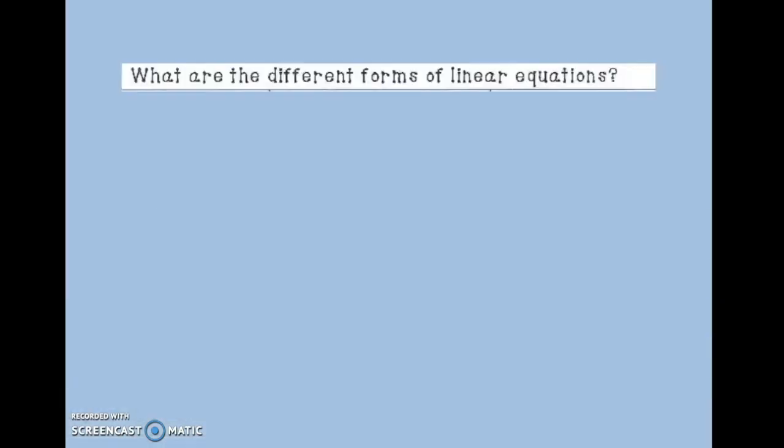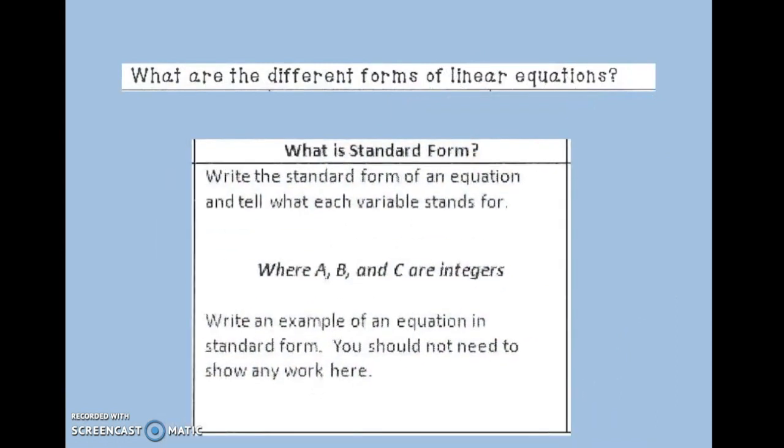Another form is the standard form: Ax plus By is equal to C, where A, B, and C are integers. An example, 2x plus 3y is equal to 10. 2 is my A, 3 is my B, and 10 is my C.